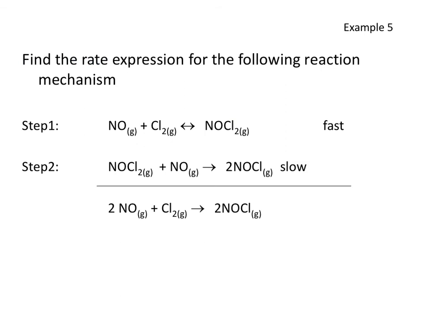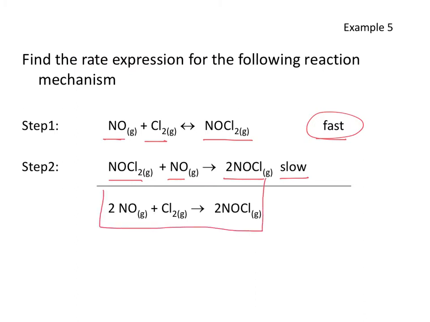The question is, find the rate expression for the following reaction mechanism. You're given that NO plus Cl2 gives you NOCl2, and that's a fast reaction. You're also given that NOCl2 plus NO gives you 2NOCl, and that's a slow reaction. You have to tell me what is the rate expression for this overall reaction.